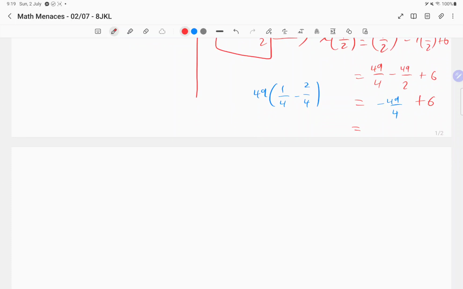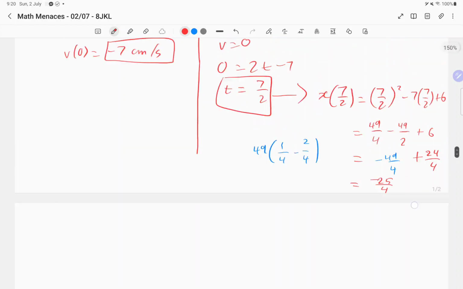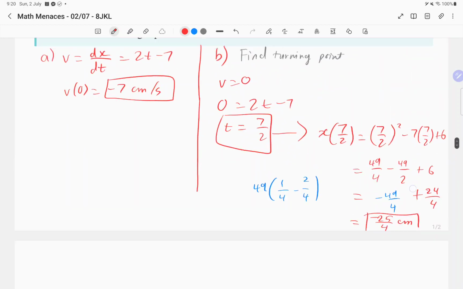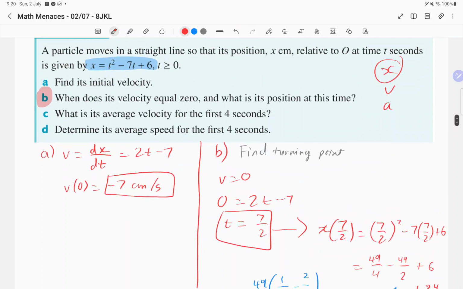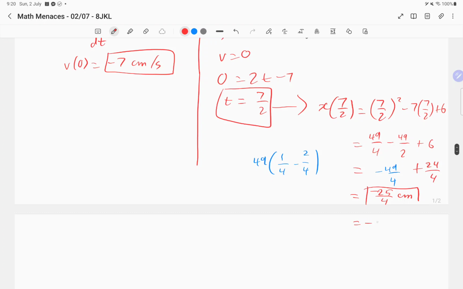Now, plus 6, there's not much we can do. We have to change that into 24 over 4, and then you add that together. So we minus 49, that'll be negative 25 over 4. Okay, and the unit is centimeters. So it's turning around at negative 25 over 4, which is roughly negative 6.25. Actually, I'll write that as a decimal: negative 6.25 centimeters.